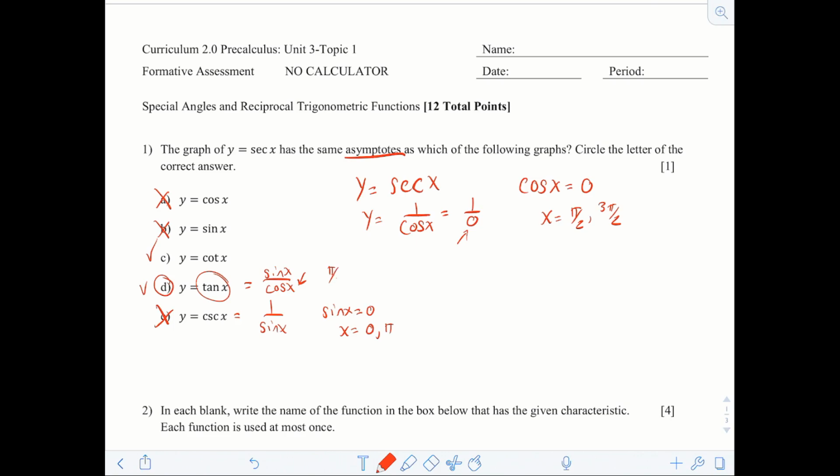That is going to be at pi over 2, 3 pi over 2, and any multiple of that, 5 pi over 2, 7 pi over 2, or the negative versions, negative pi over 2, negative 3 pi over 2.